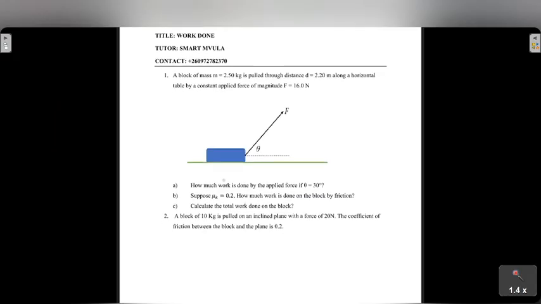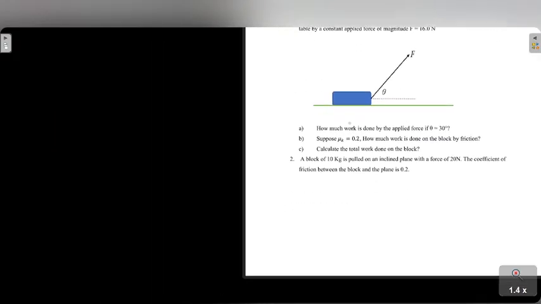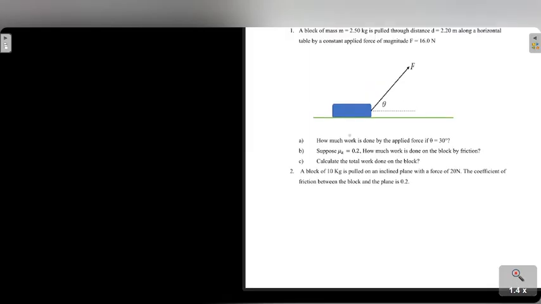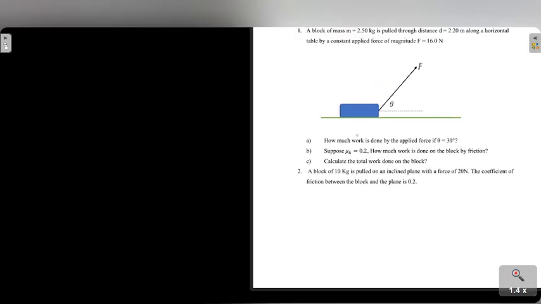Then we have our question number 2, which is our last question for today. Question number 2 is saying that a block of 10 kg is put on an inclined plane with a force of 20 newtons. The coefficient of friction between the block and the plane is 0.2.